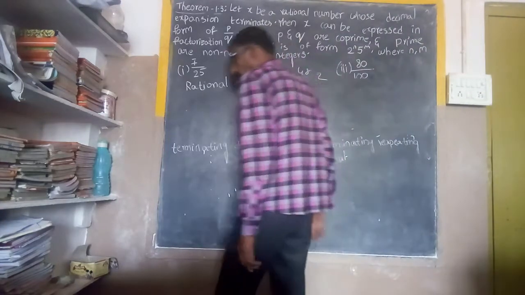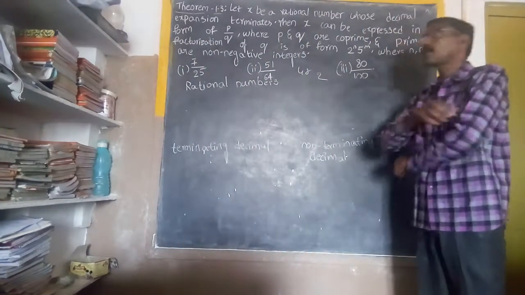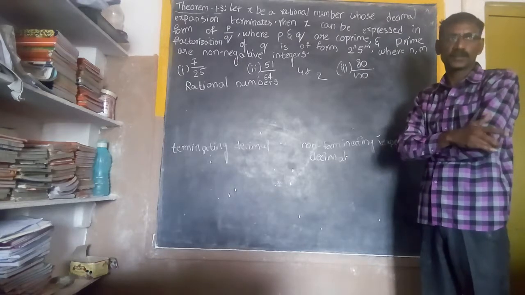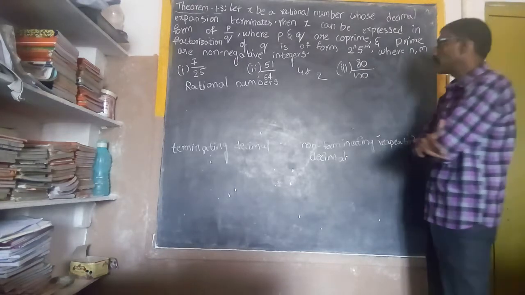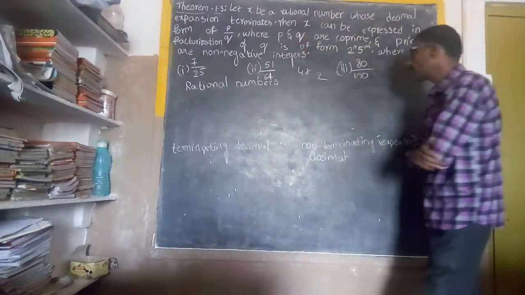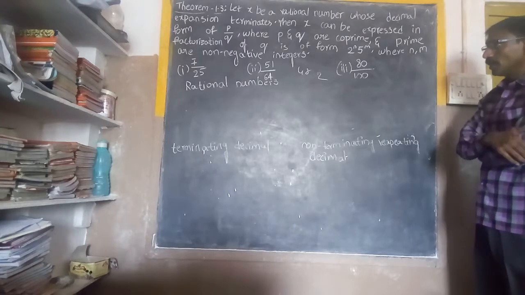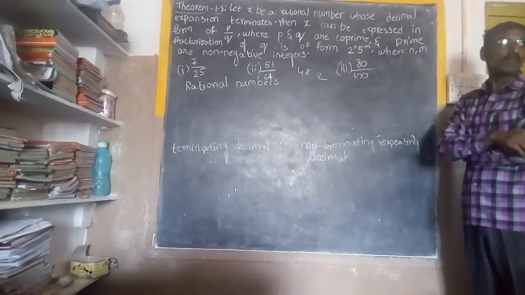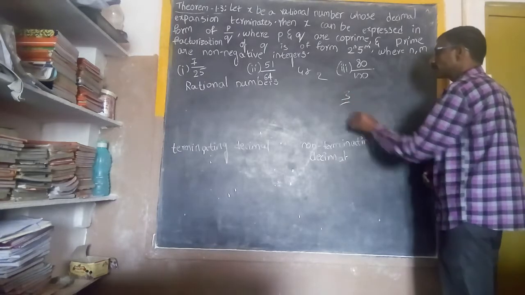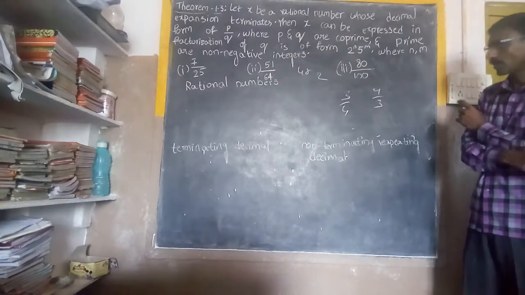Theorem number 1.3. Before going to discuss 1.3, let us see rational numbers and their forms. Here I gave some rational numbers: 7 by 25, 51 by 64, 80 by 100 and so on. First we would like to take very simple rational numbers like 3 by 4 and 4 by 4. These two are rational numbers, right?